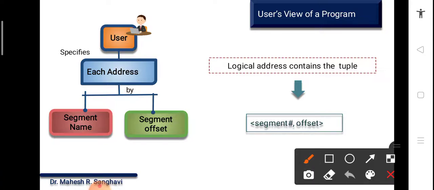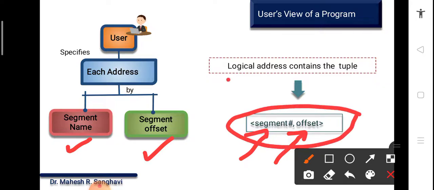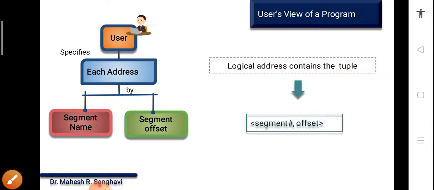A segment has a segment name, normally called the segment number, and its offset, which is ultimately what the address means. The way we have seen in the case of a page, that is page number as well as offset, the same concept is here, where the segment number and the offset are required, and this is normally known as the logical address. So this is important for the user's view of a program regarding segments.